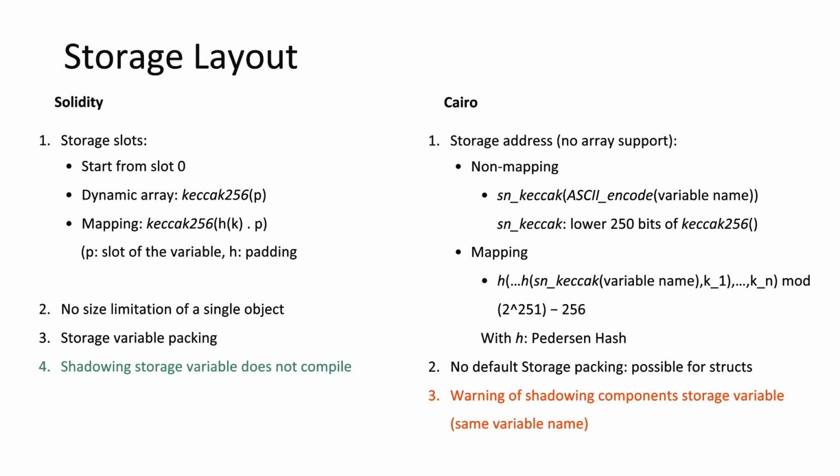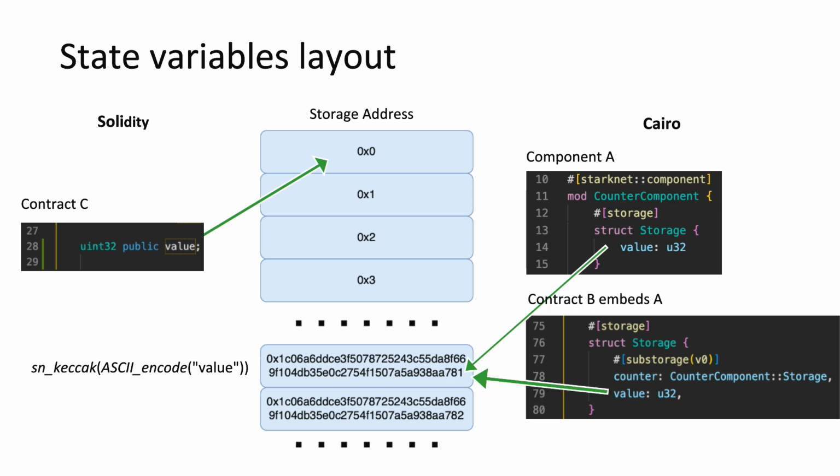And there is actually a warning if you have shadowing storage variables. If you have two components that have the same storage variable name, it will give you a warning, but it will still compile. As we can see here on the Cairo side, if we have the component A and the contract B embeds A, they both have this same storage variable, which will actually point to the same storage slot. So that's something to keep in mind when using libraries, for example, that you might change values that you don't want to change due to the variable name being the same.